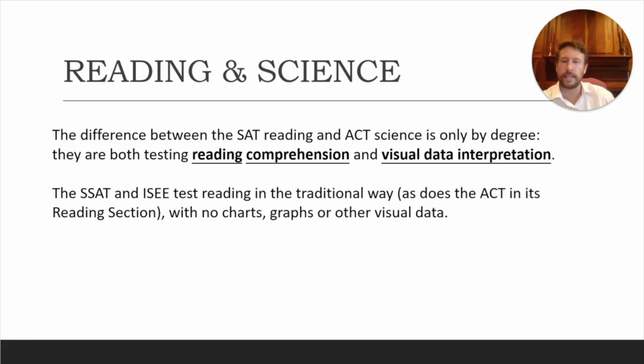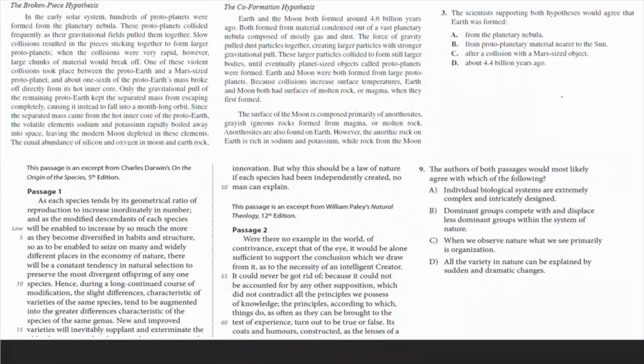The ACT, the SSAT, and the ISEE will still test all of the reading in the regular, more traditional way, with no charts and graphs or any other visual data. Here are two examples of strictly reading comprehension, which is what would be found on the SSAT, ISEE, and in the ACT reading comprehension section.